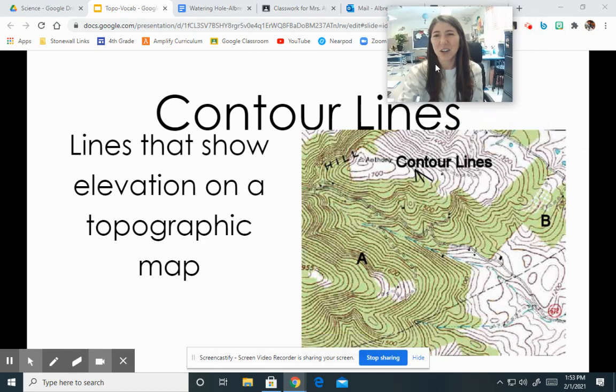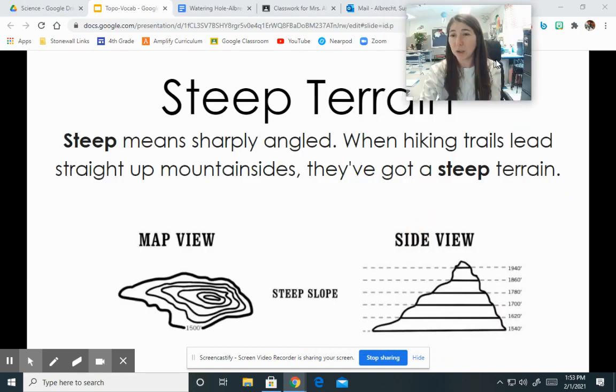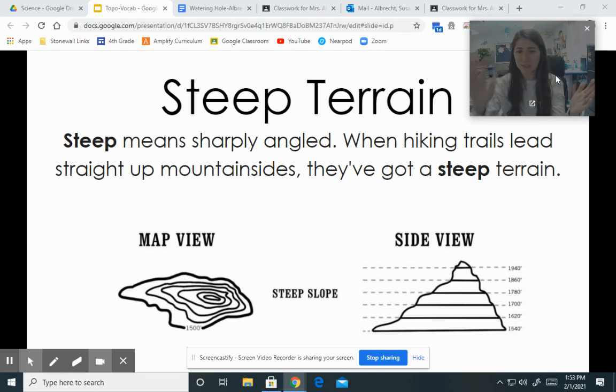So the next is contour lines. Topographic maps use contour lines to help show you the elevation of an area and how steep or gradual the slope is. So contour lines, as defined, are lines that show elevation on a topographic map. It's all of these little lines. And what do those lines show you? They can show you how steep a terrain is.